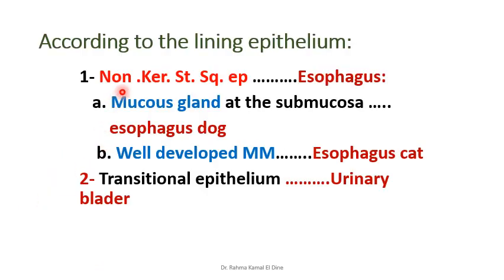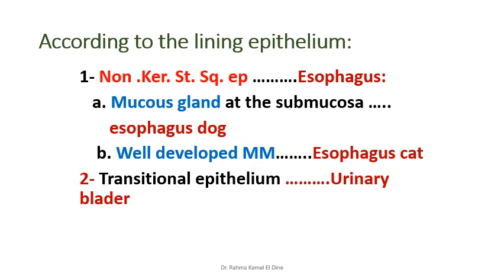If the lining epithelium is non-keratinized stratified squamous epithelium, we are talking about esophagus. And we have two types of esophagus, esophagus dog and esophagus cat. How could I identify them? If I can see mucosal glands in the submucosa, it is esophagus dog. Well-developed muscularis mucosa, it is esophagus cat.